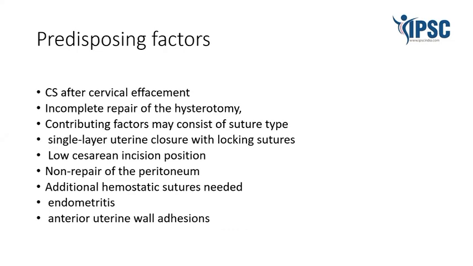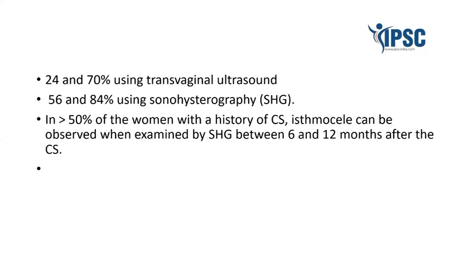The predisposing factors are caesarean section after cervical effacement, incomplete repair or hysterectomy. Contributing factors may consist of suture type; uterine closure with locking sutures or a single layer can also predispose to isthmocele formation. Low caesarean incision position again is a predisposing factor. Non-repair of peritoneum, additional hemostatic sutures needed, endometritis and anterior wall adhesions are additional predisposing factors.